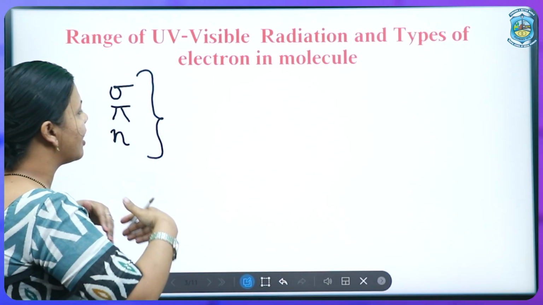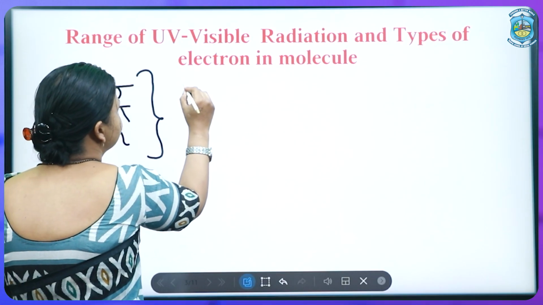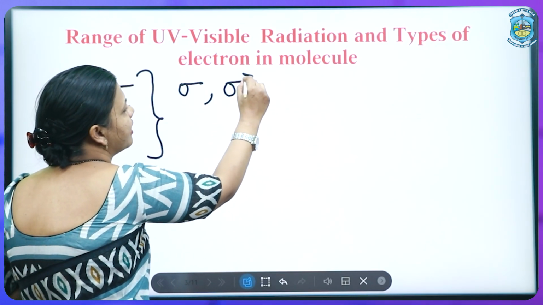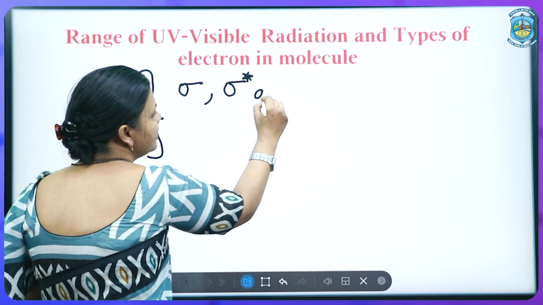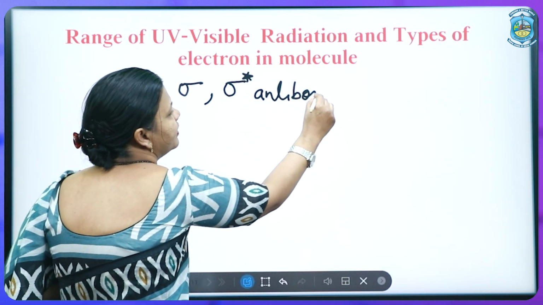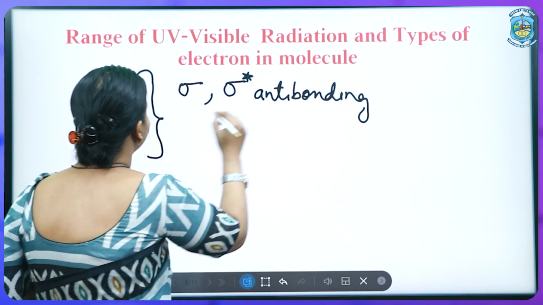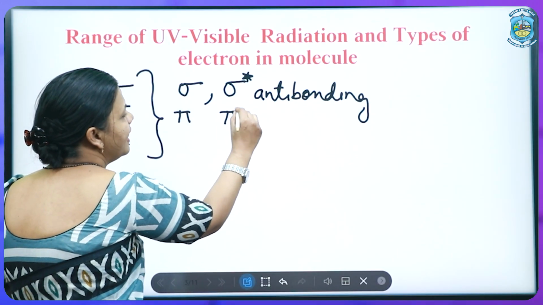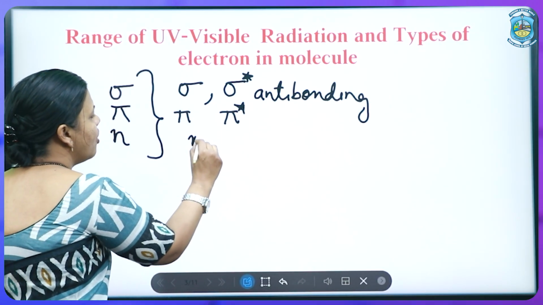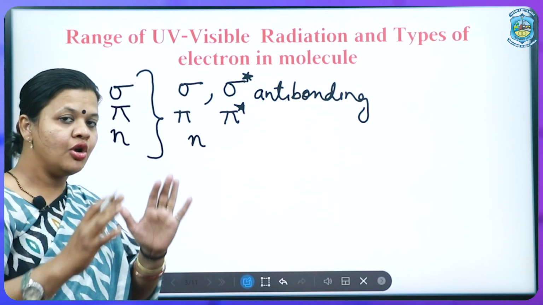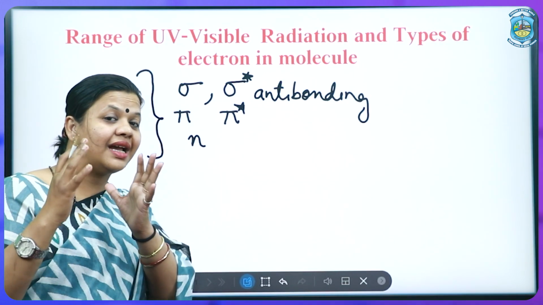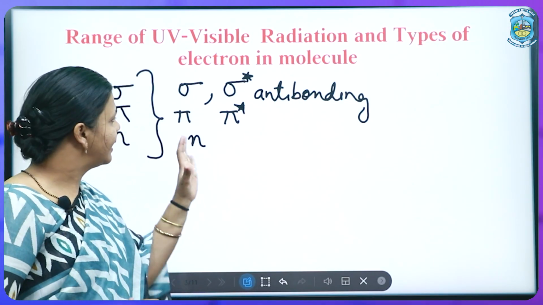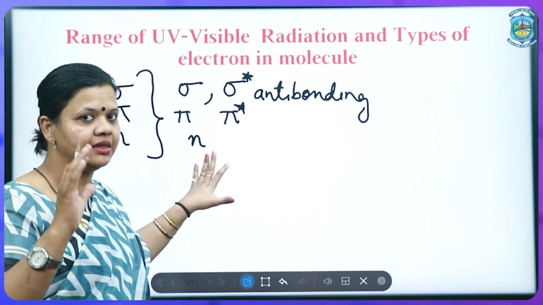So, these electrons are further classified as sigma bonding and sigma star, which represents the anti-bonding type of electrons. Similarly, pi can also be written as pi bonding and pi anti-bonding, whereas the non-bonding electrons remain as they are. So, in this way, if we talk about the electronic levels which are present, they can be of 5 different types in a molecule.